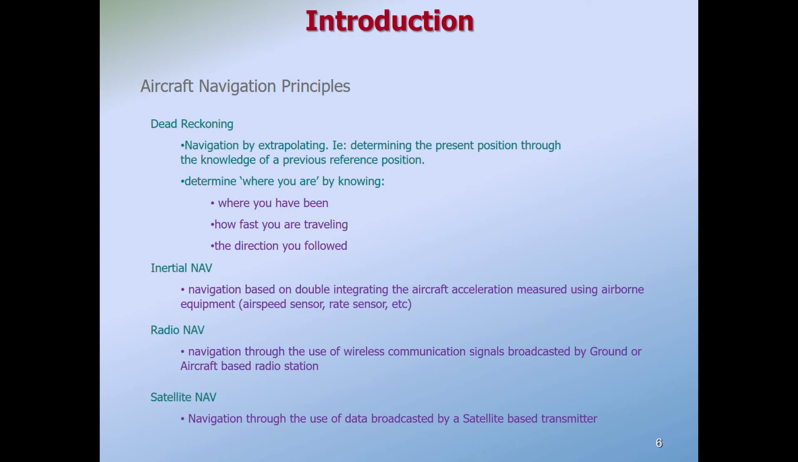Okay, an aerospace vehicle is not only restricted to an airplane or helicopter, but also a satellite. So satellite navigation is through the use of data broadcast by a satellite-based transmitter. So a satellite is also considered one of the aerospace devices.